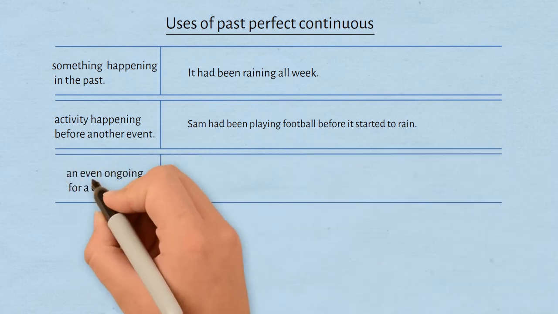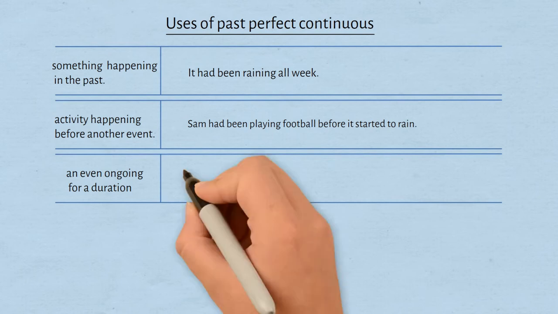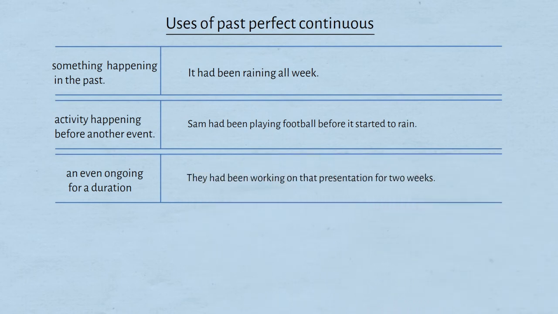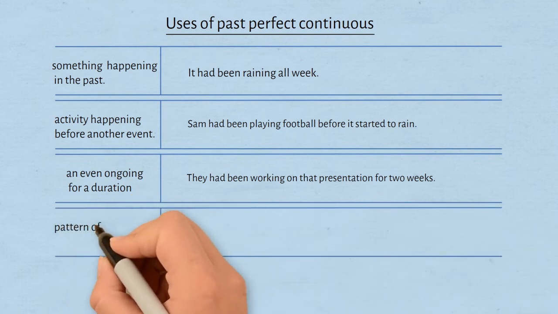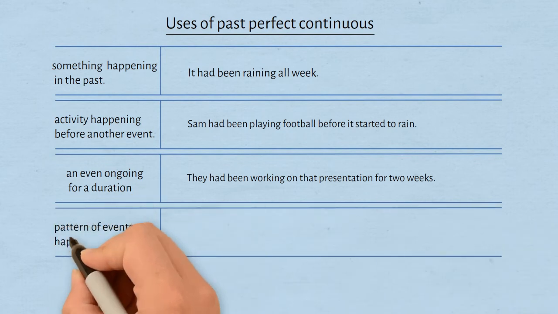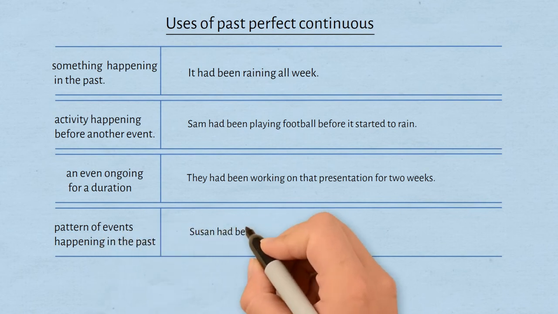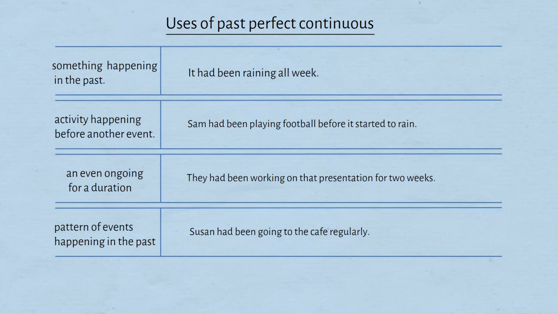We also use this form of tense to show an event that was ongoing for a duration. For example, they had been working on that presentation for 2 weeks. We can also use this tense to show a pattern of events taking place in the past. For example, Susan had been going to the cafe regularly.